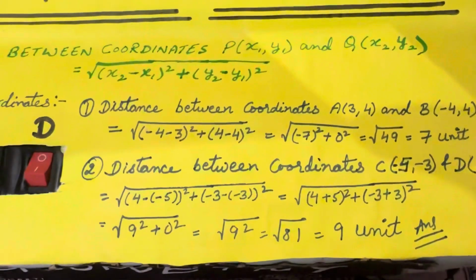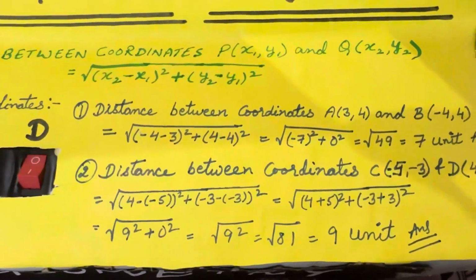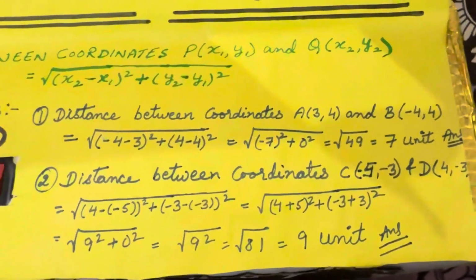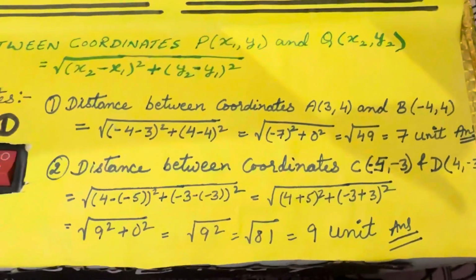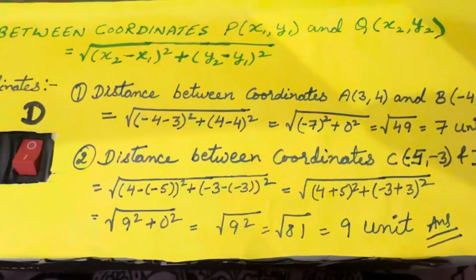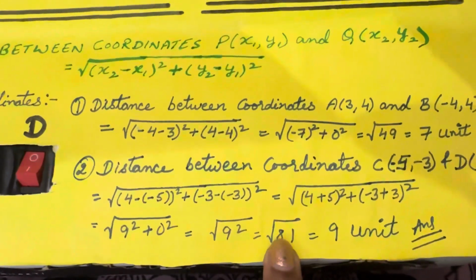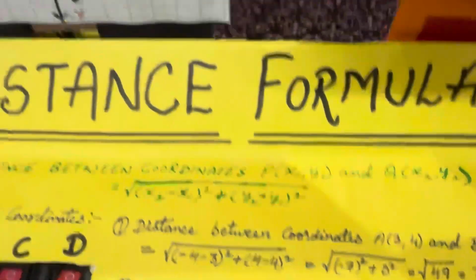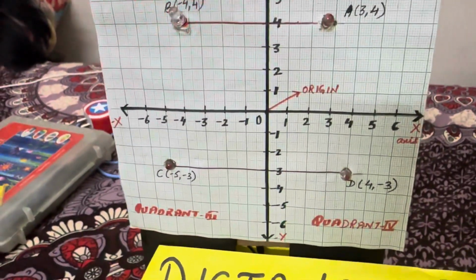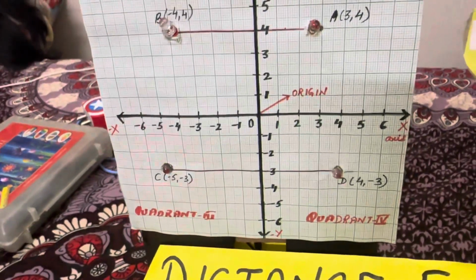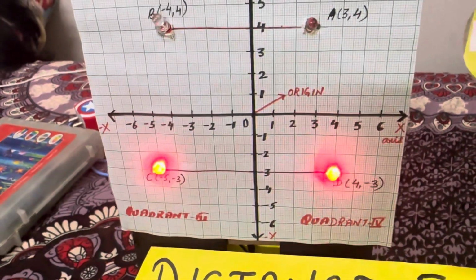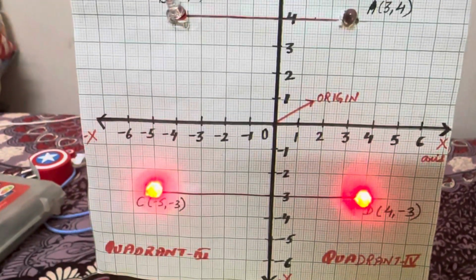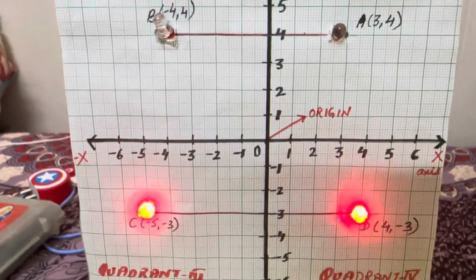Similarly, if we want to know the distance between the coordinates C (5, minus 3) and D (4, minus 3), here we come to know the answer is under root 9 square, which is under root 81, and once again the answer is 9 units. So when we open the switches of coordinate C and coordinate D, we'll get to know the distance between these 2 coordinates is 9 units.